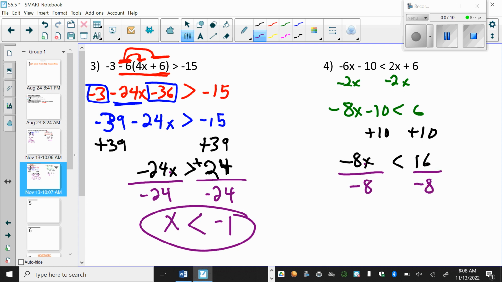Look, it's a negative number, so before I do anything else, I'm going to flip my sign. The negative 8's cancel, leaving x. x is greater than negative 2. All right.